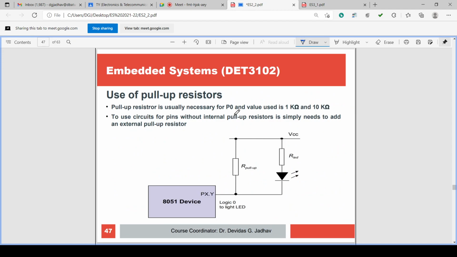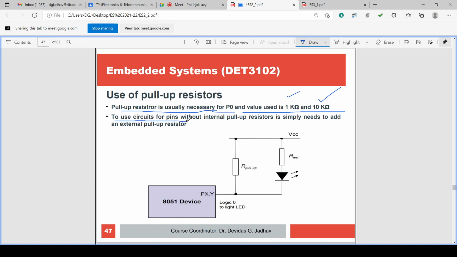Similarly, there is a concept of pull-up resistor. We have seen the pull-up resistor in case of software while discussing the programs. We have seen the same in open source software and hardware also. So this is a pull-up resistor. Pull-up resistor is usually necessary for P0 and the values used are 1 kilo ohm to 10 kilo ohm.